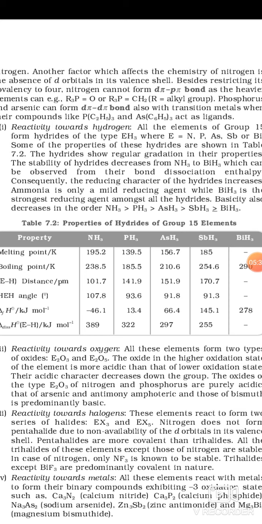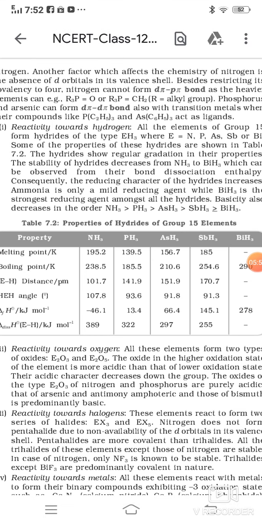The hydrides show regular gradation in properties. The stability of hydrides decreases from ammonia to bismuthine, which can be observed from their bond dissociation enthalpy. Consequently, the reducing character of the hydrides increases. Ammonia is only a mild reducing agent, while BiH3 is the strongest reducing agent among all the hydrides. Basicity also decreases in the order: ammonia is the highest, then phosphine, then arsine, then stibine, and then bismuthine.